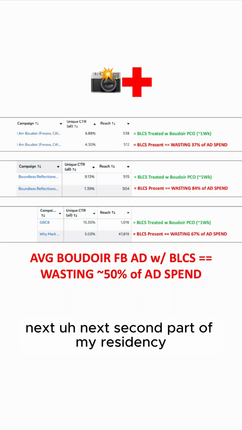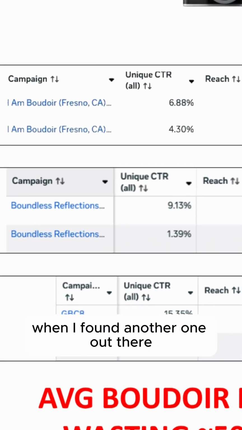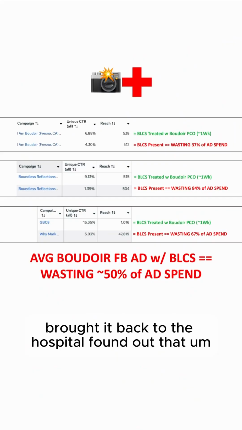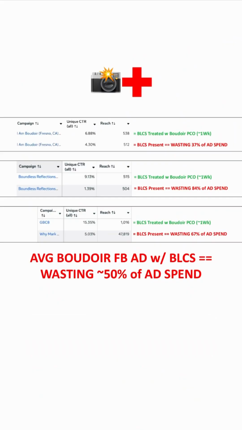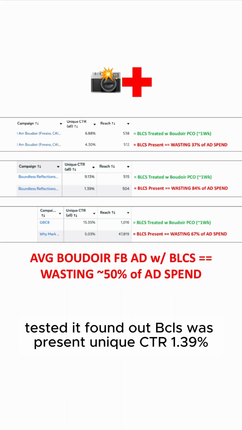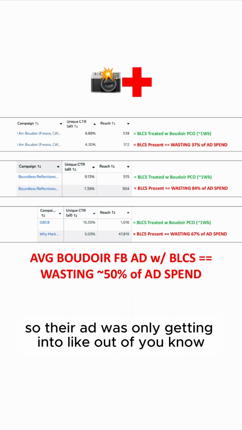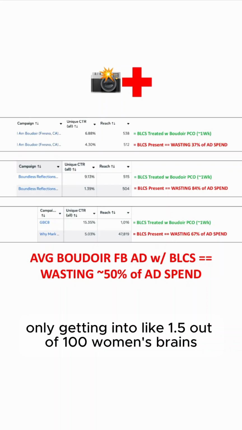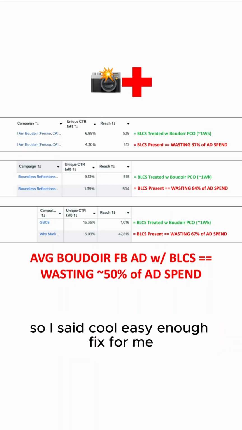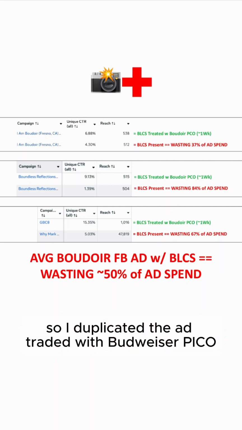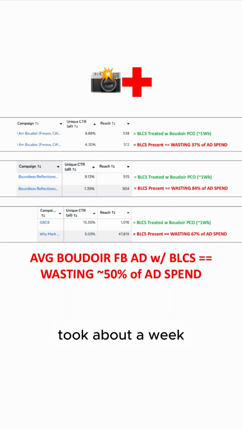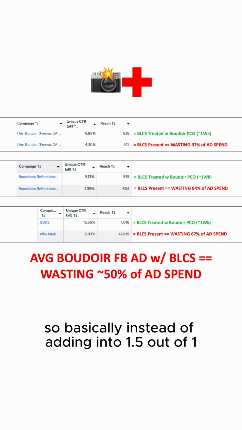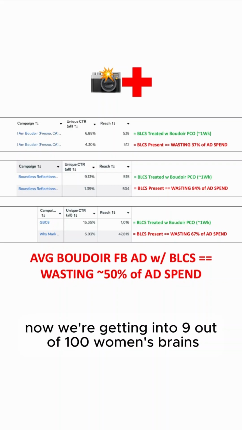Next, second part of my residency, I found another Boudoir Facebook ad out there in the wild, brought it back to the hospital, ran it, tested it, found out BLCS was present, unique CTR of 1.39%. So their ad was only getting into 1.5 out of 100 women's brains. So I said, cool, easy enough fix for me. So I duplicated the ad, treated it with Boudoir Pico, took about a week, and got the unique CTR up to 9.13%. So basically, instead of their ad getting into 1.5 out of 100 women's brains, now we're getting into 9 out of 100 women's brains.